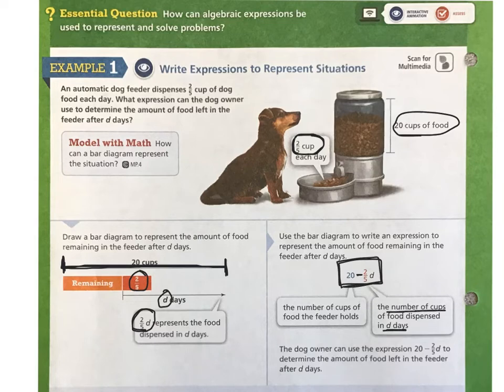So the dog owner can use the expression 20 minus 2/5 D to determine the amount of food left in the feeder after D days.